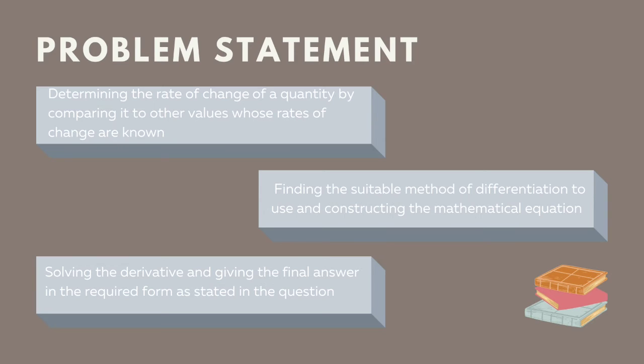The second problem statement is finding the suitable method of differentiation to use and constructing the mathematical equation. There are two main methods to solve related rate problems, which are the chain rule method and the implicit method.